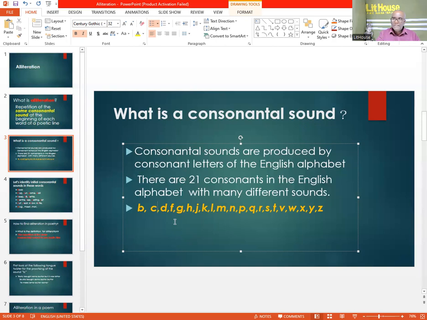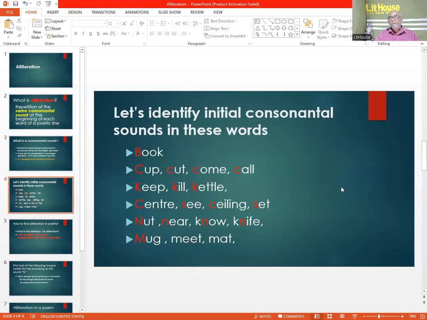But these letters have distinctive sounds. There are 21 consonants, but there can be more than 21 sounds. Now, look at these words. Let's identify the initial consonantal sounds in these words.